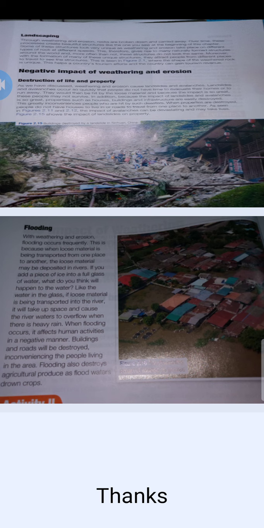Properties such as houses, buildings and infrastructure are easily destroyed. This greatly inconveniences people who are hit by such disasters. When properties are destroyed, people do not have a house to live in or roads to travel from one place to another. Look at the picture.